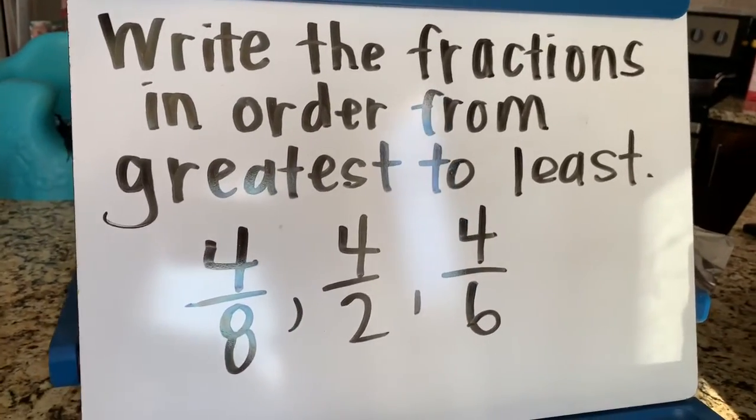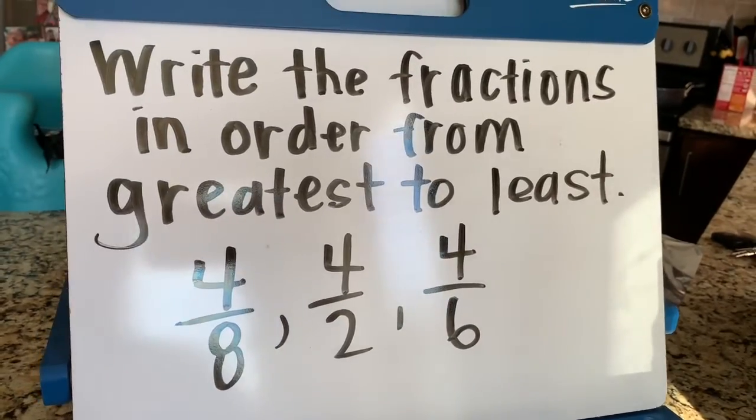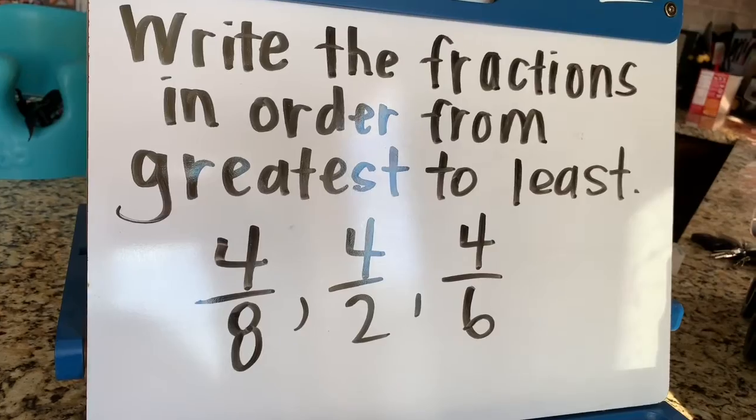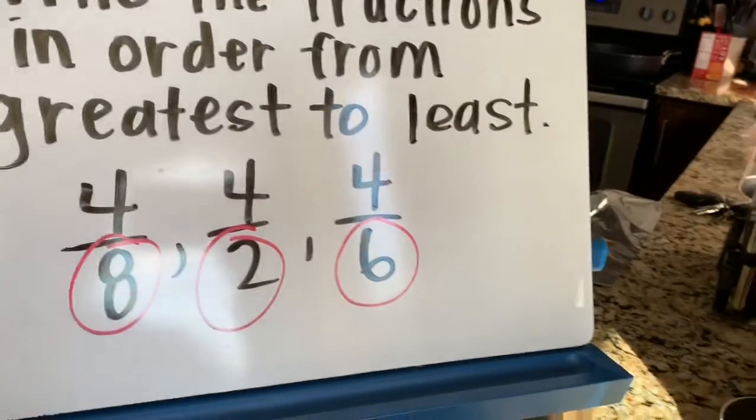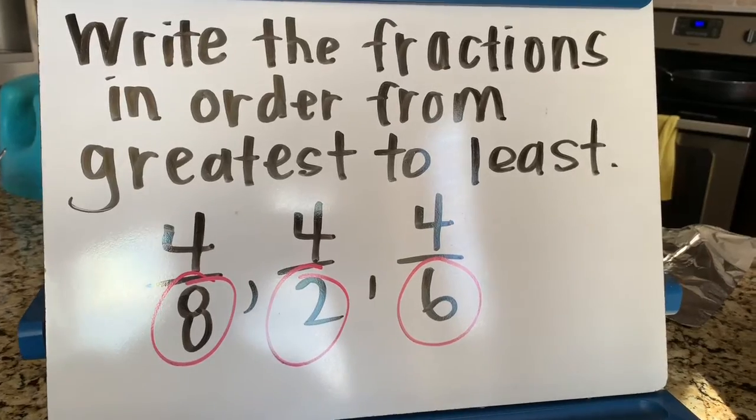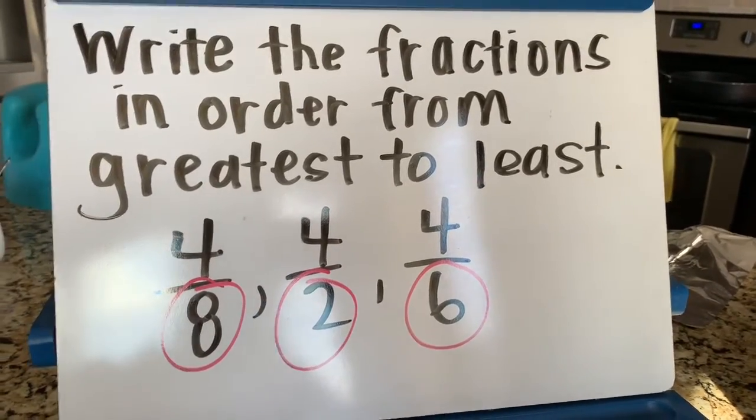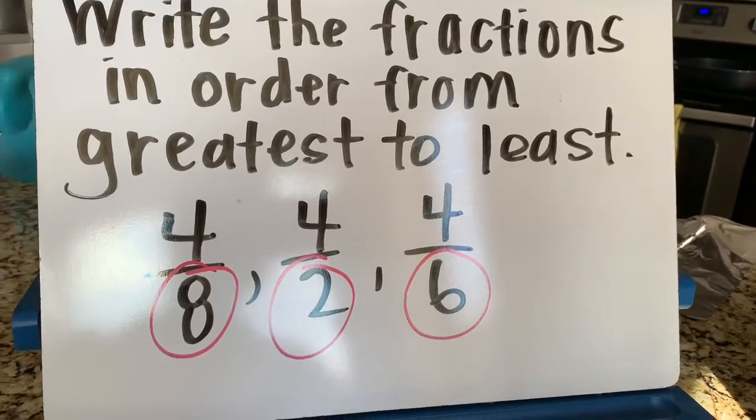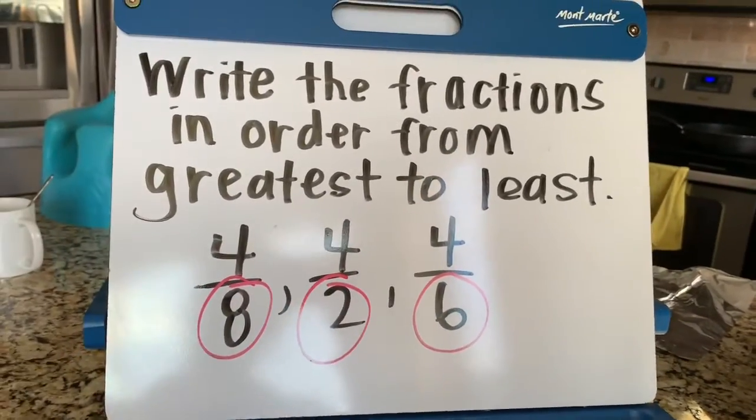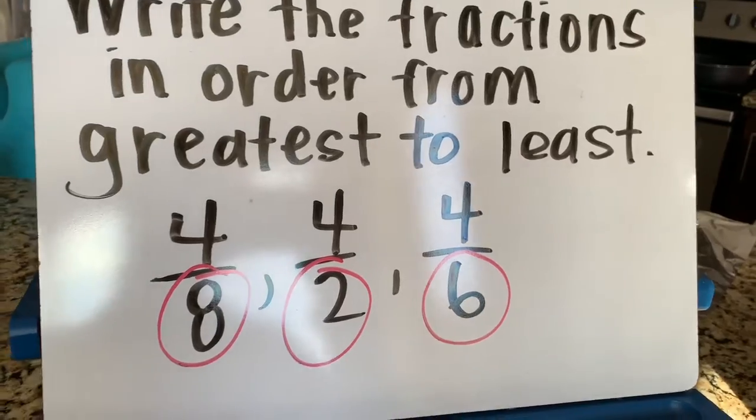What do we look at first? The denominators. Are the denominators the same or different? Different. If the denominator's different, switch it. What do we switch? The directions. Remember, no longer are we going to write them from greatest to least. We are going to be writing them from least to greatest.